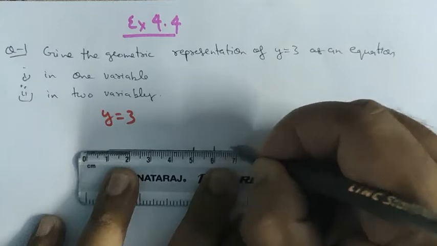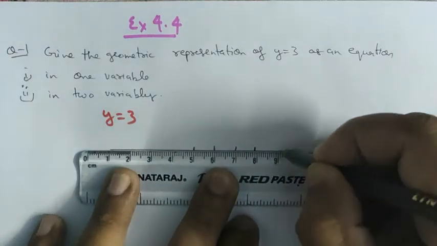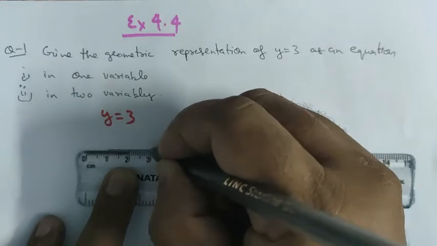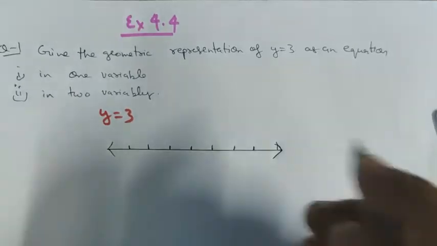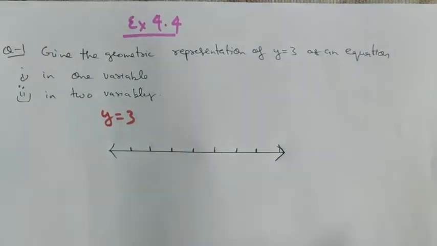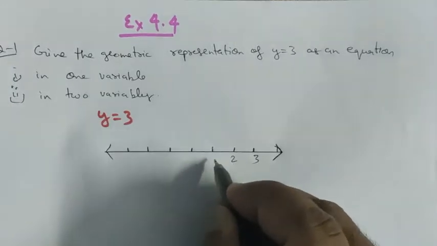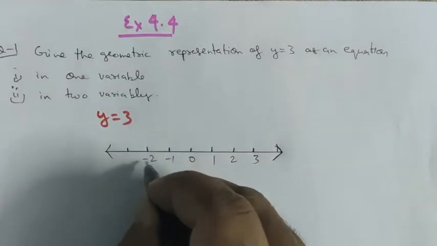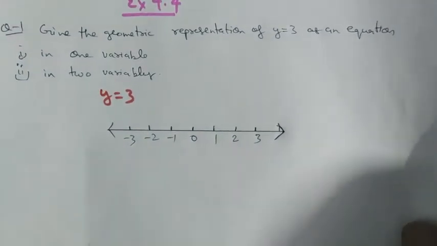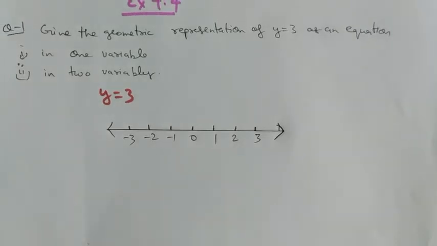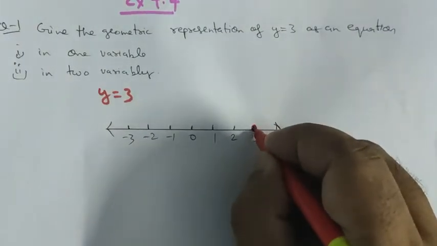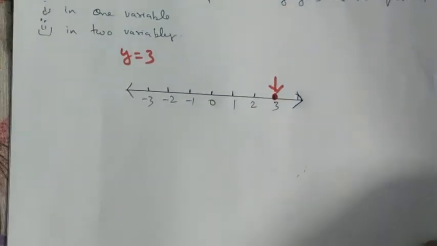We will draw a number line and plot the graph on that number line. We have to keep in mind one thing, that I have taken 1 unit equal to 1 centimeter. So this was 3, 2, 1, 0, minus 1, minus 2 and minus 3. Every unit is equidistant. So y is equal to 3, the point will be what? This will be the point y is equal to 3. Okay, so this is in one variable.